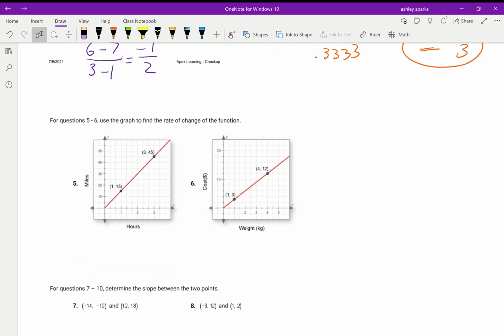The next one's asking about rate of change. Guess what? Rate of change is just a word for slope. So you would still do x1, y1, x2, y2. So 45 minus 15 over 3 minus 1, which would give me 30 over 2, or 15 miles per hour. The only reason I added in the miles per hour is because that was the units I'm given.